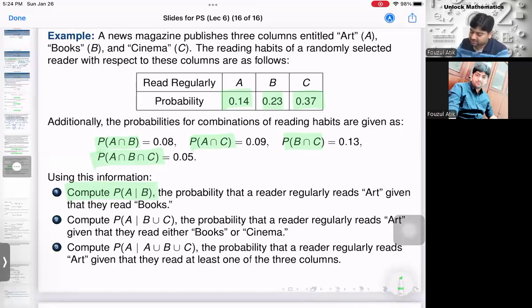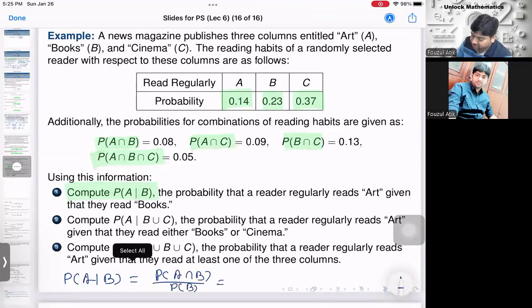So you can easily solve this problem. P of A given B. Maybe I will do it here itself. You know the formula, conditional probability of A given B has already occurred. So P of A intersection B divided by P of B. Everything you have already. Just put the value 0.08 divided by P of B, which is 0.23. So it is 8 by 23. First one I have done, the easy one. Now you have to do the next one.